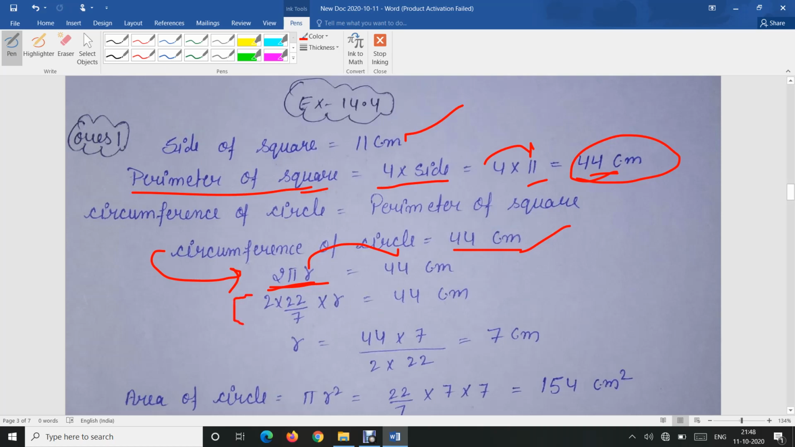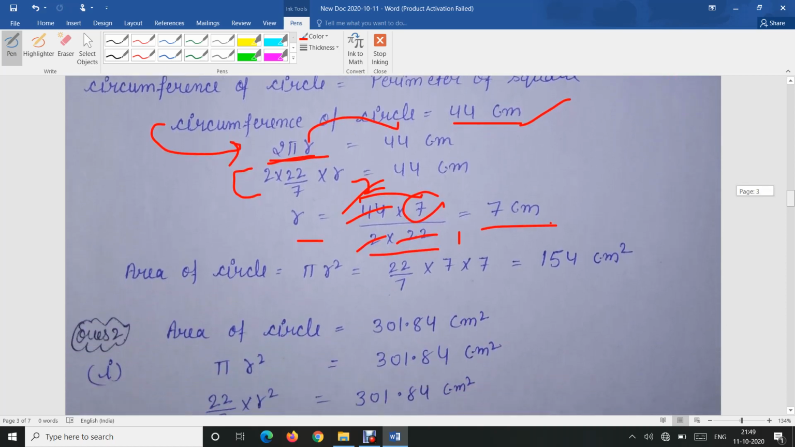From here you can find the value of r, about which I told you many times, so this time you have to find the value of r yourself. From here you will find the value of r, which will be equal to 44 multiplied by 7 upon 2 multiplied by 22. Now 22 twos are 44, and now 2 will be cancelled by 2. Now r is equal to 7 centimeter. That means radius of a circle is 7 centimeter.